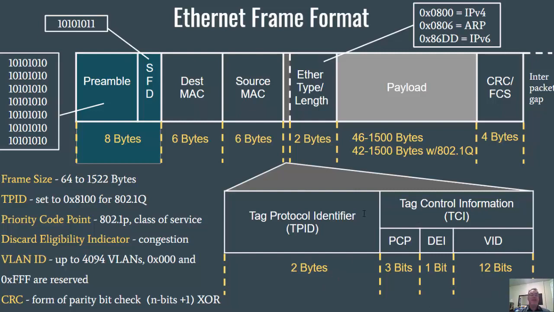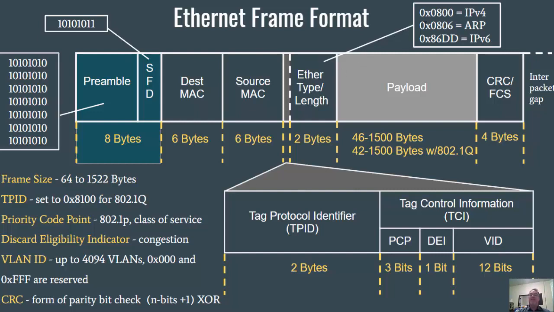Now let's take a look at this information. So we've already said the frame size, 64 minimum, 1522 bytes maximum. The TPID field, tag protocol identifier field, is set to 8100 if you have an 802.1q tagged frame. Now this extra 4 bytes gets inserted into the frame between the source MAC address and the ether type field. And the TPID will line up on the left-hand side where the ether type field was. Now the ether type field indicates what protocol we have in the payload and what type of protocol is going to go to the upper layer.